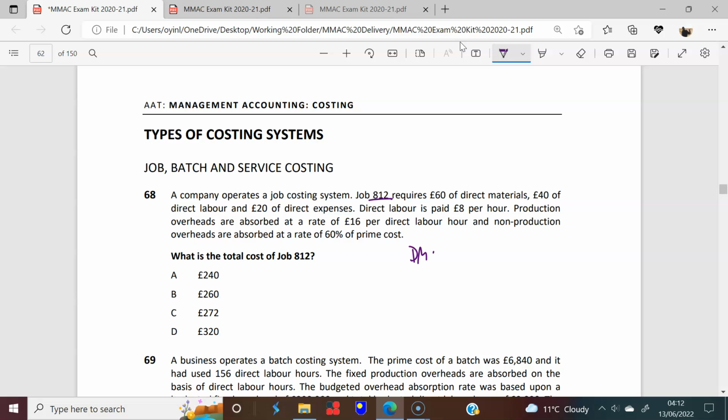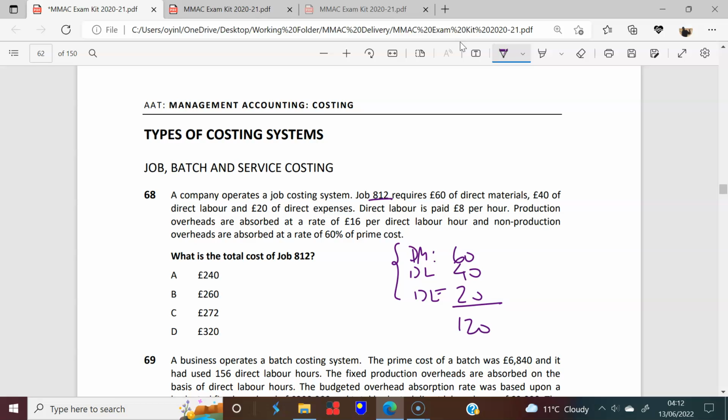So you're told that you have direct materials, you're spending £60. Direct labor, you will spend £40. And direct expenses, you will spend £20. So these are referred to as prime costs, primary costs. So far you have £120 spent.